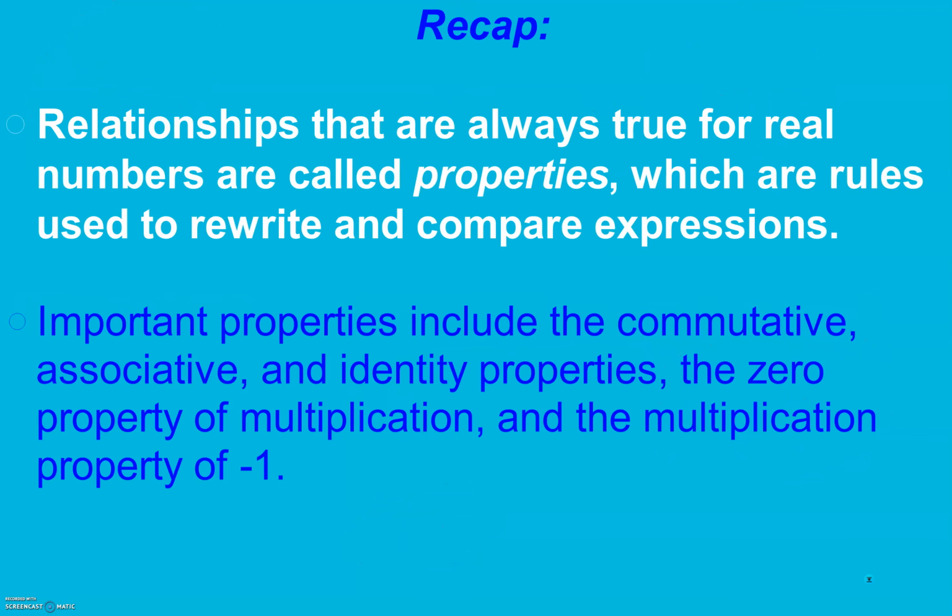Quick recap here. Relationships that are always true for real numbers are called properties, and those are rules used to rewrite and compare expressions. Important properties include the commutative, associative, and identity properties, the zero property of multiplication, and the multiplication property of -1. And that's all I have for section 1.4.